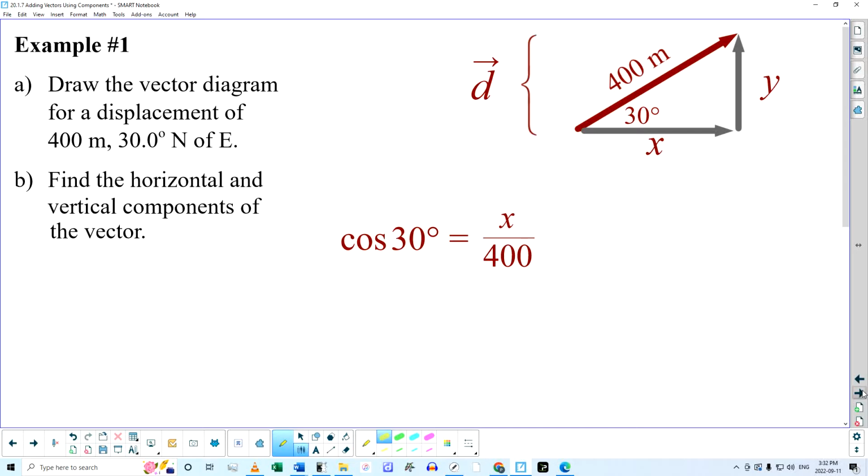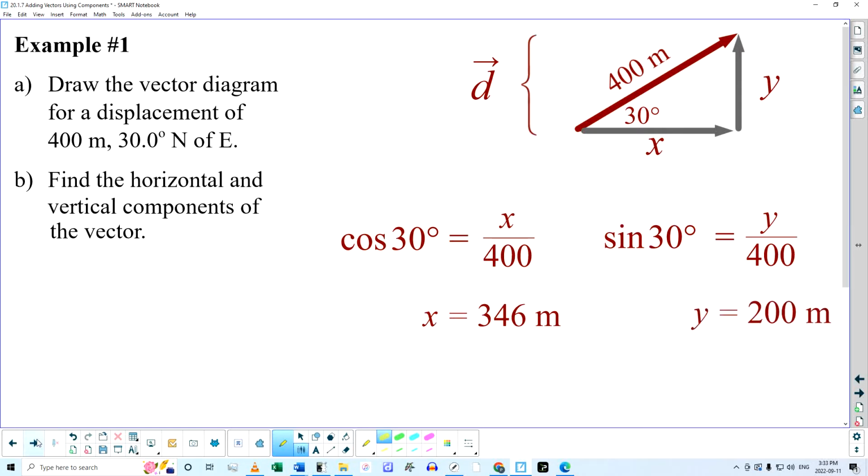And that's going to allow us to find x. We can also write sine of 30 degrees equals y over 400. And that's going to allow us to find y. I get x equals 346. When you're looking at this particular little equation here, all we have to do is multiply both sides by 400 and we'll be left with x. And when you look at this equation, all we have to do is multiply both sides by 400 and we'll be left with y. So I get for y 200 and for x 346.